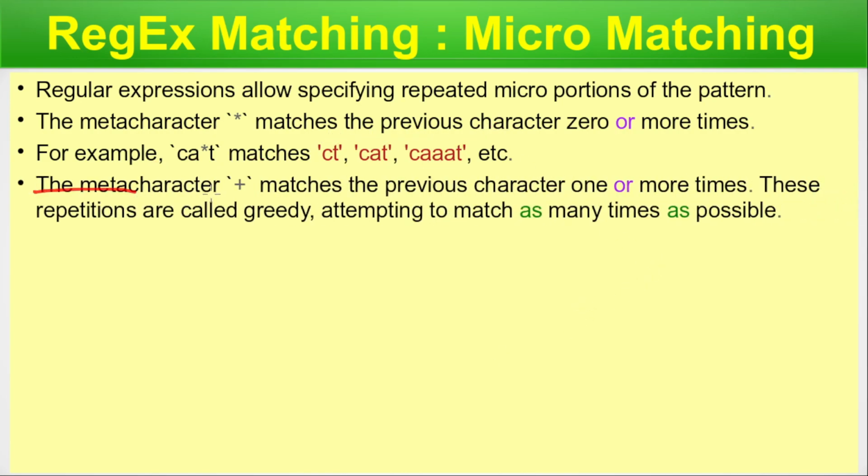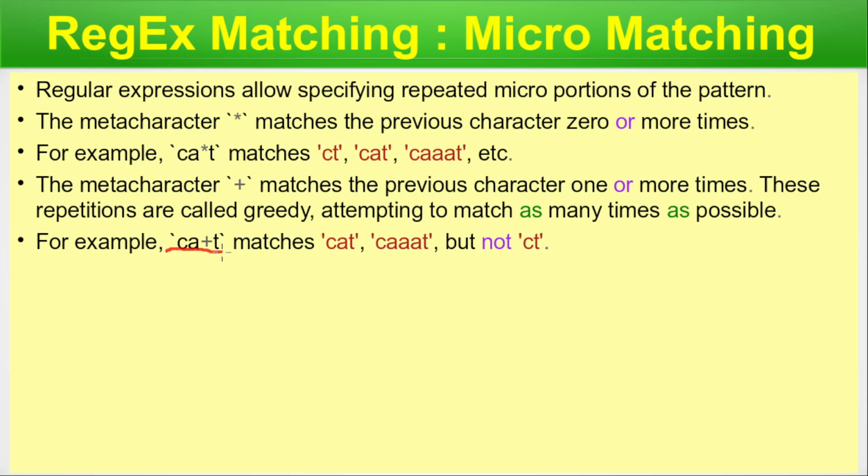The meta character plus matches the previous character 1 or more times. Here you can see in star it was 0 or more times. That means there could be a no match situation. But here we want at least 1 or more than 1 matching. Plus will serve that purpose. For example, this one, cat with a plus sign here, matches cat, caat, but not ct.